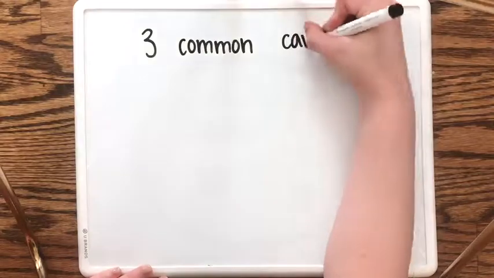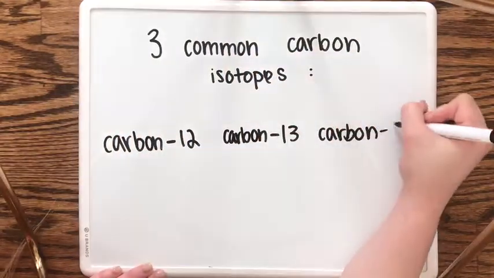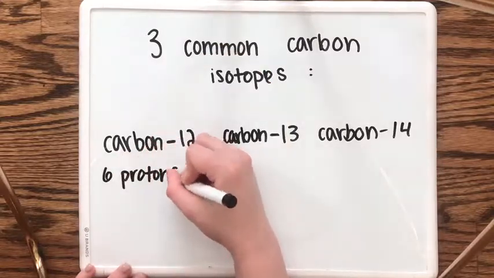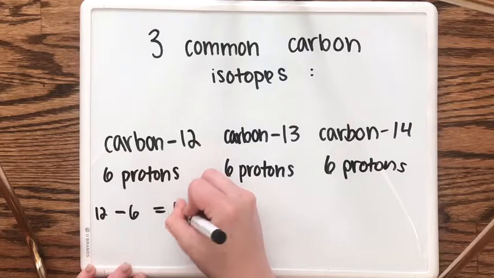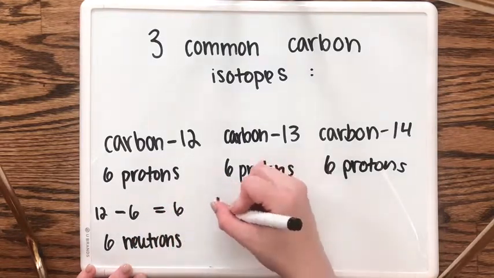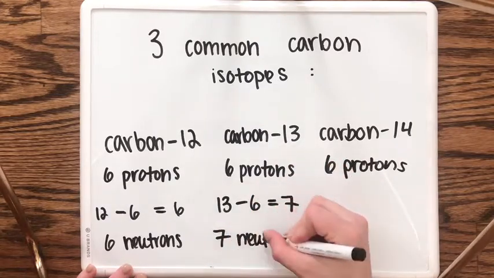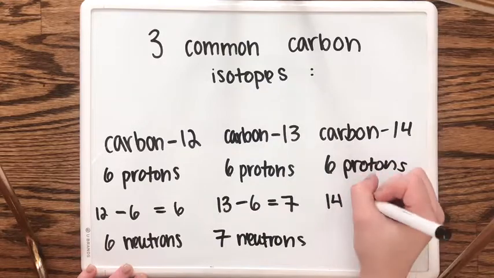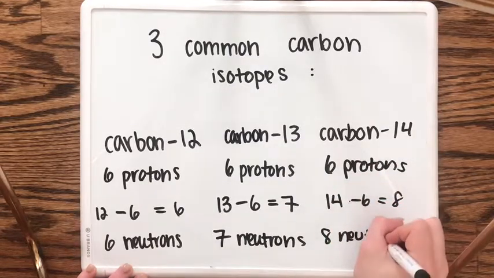Let's look at 3 common isotopes of carbon: carbon-12, carbon-13, and carbon-14. Every carbon isotope has 6 protons, and to find the number of neutrons, you take the mass number minus the number of protons to get the number of neutrons. So carbon-12, you have 6 neutrons. In carbon-13, you'll take 13 minus 6, and you'll end up with 7 neutrons. And in carbon-14, you'll take 14 minus 6 and end up with 8 neutrons.